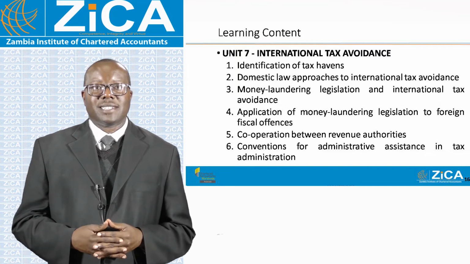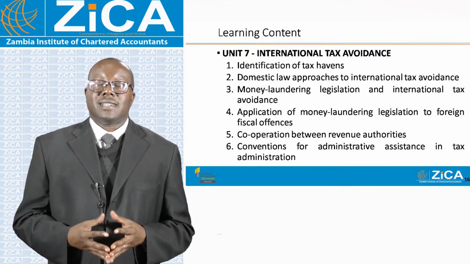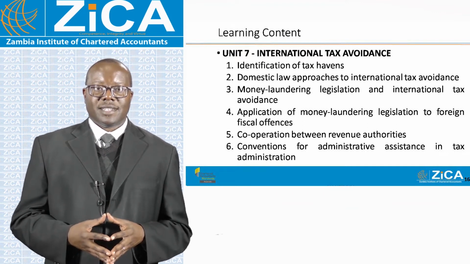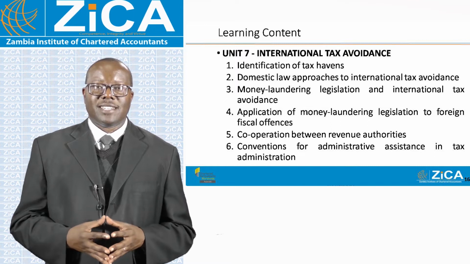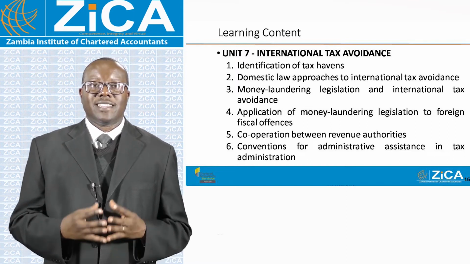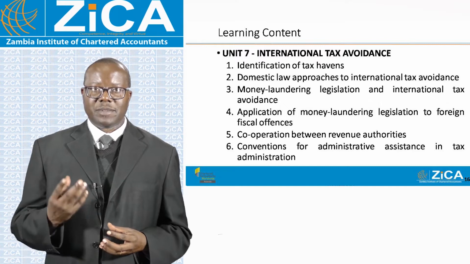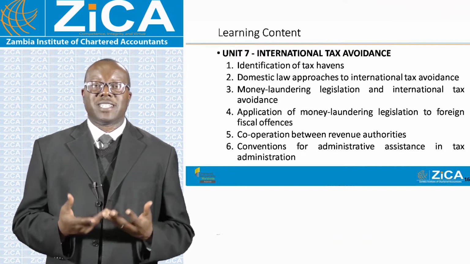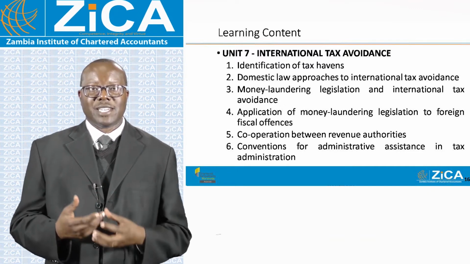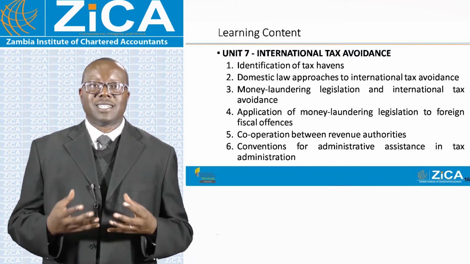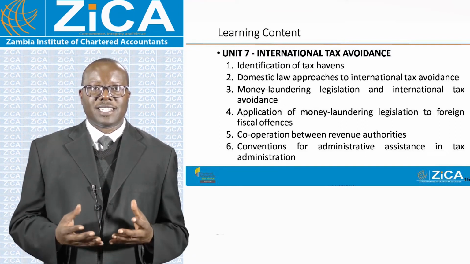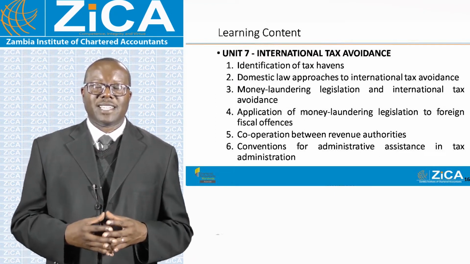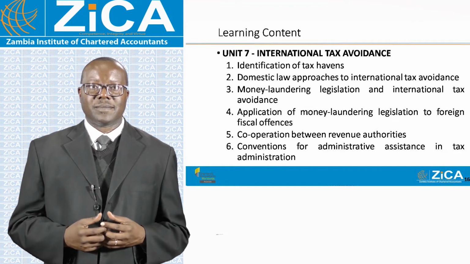And the elements under Unit 7 are, firstly, the identification of tax havens. Tax havens generally are those countries where there is no formal tax system, and because of the absence of a tax system, they are used as means of avoiding taxes. Income may be channeled to such countries so that it is not subjected to tax at all, or if there is any tax, it is subjected only to minimal taxes. How do we identify countries as tax havens?